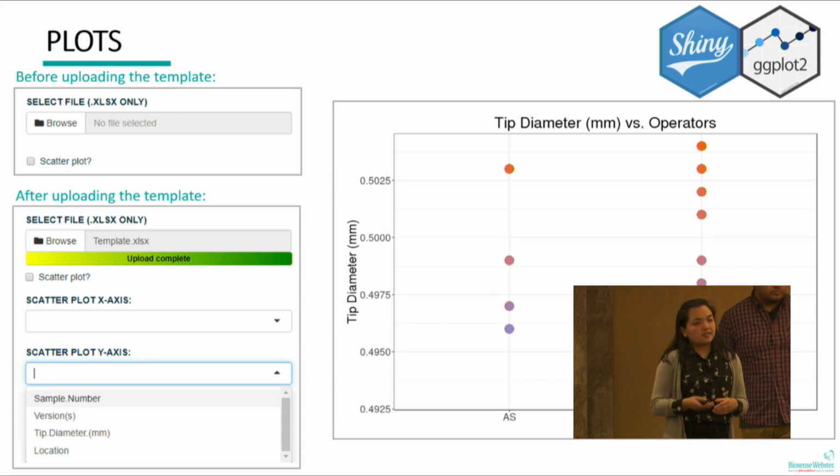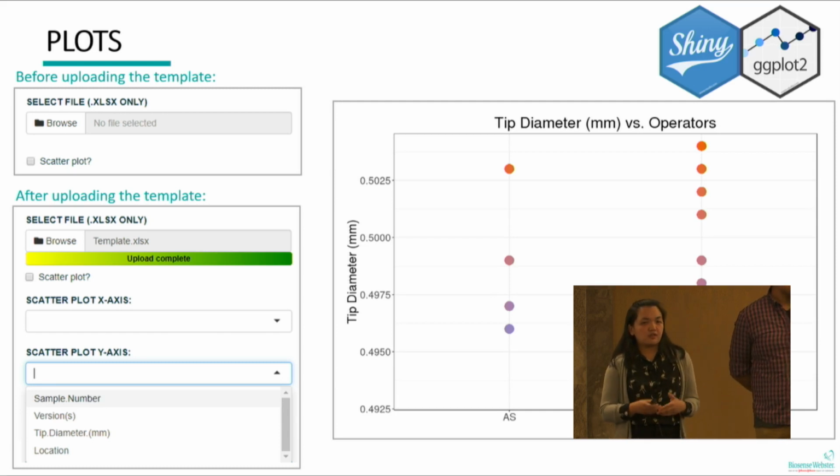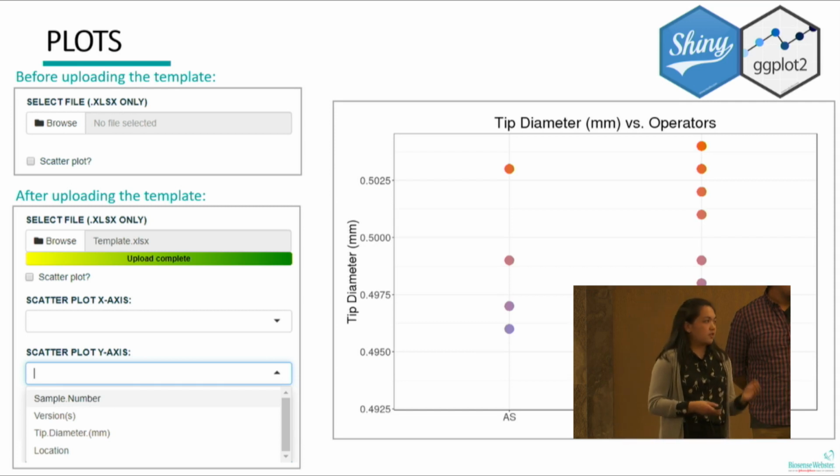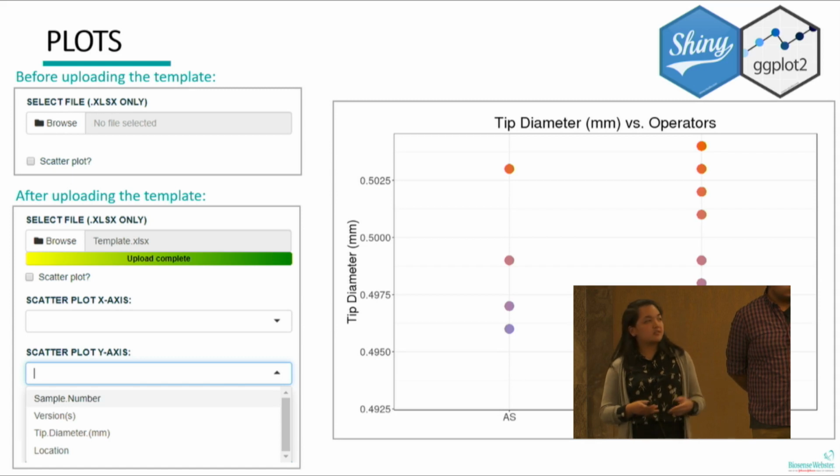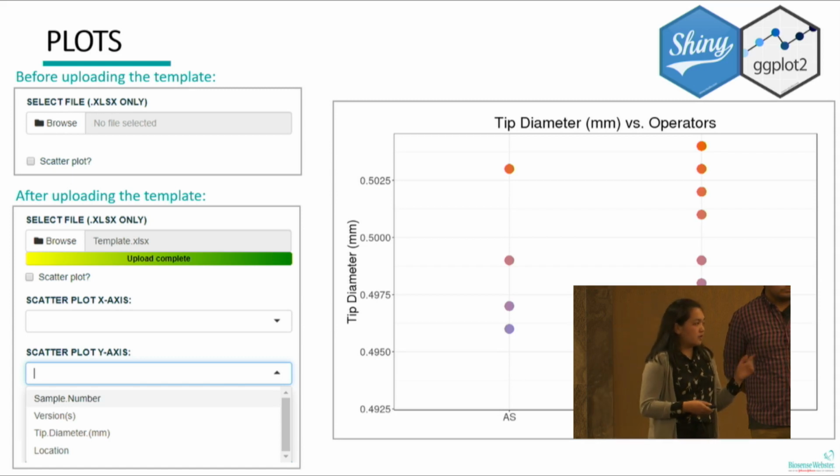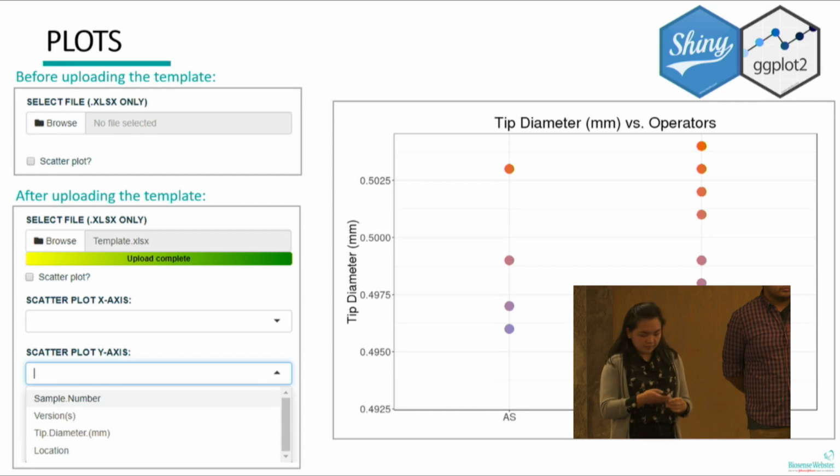Why do we want this? It's because the raw data spreadsheet column headers could be edited by the users, and we want them to be as comfortable as possible and find it easy to generate these plots. This is an example of a plot that was generated by the user.